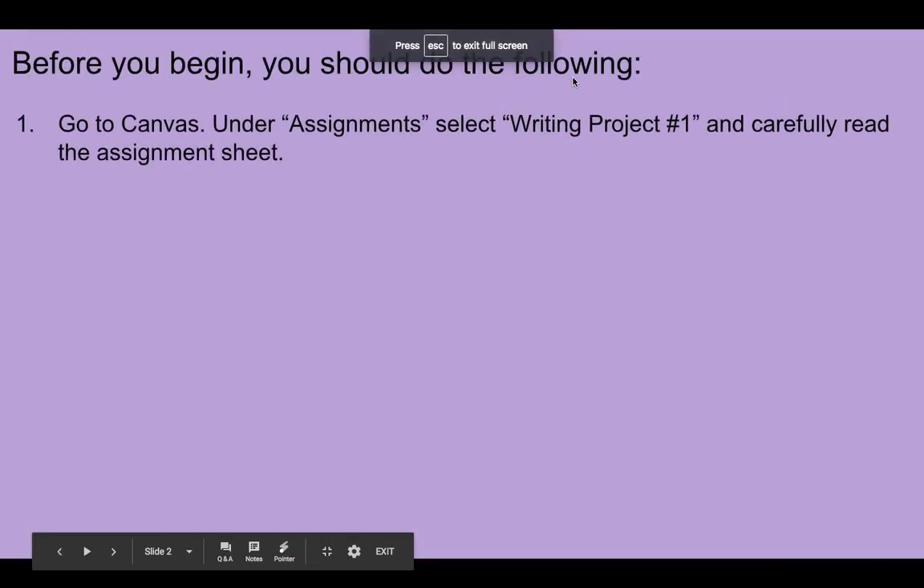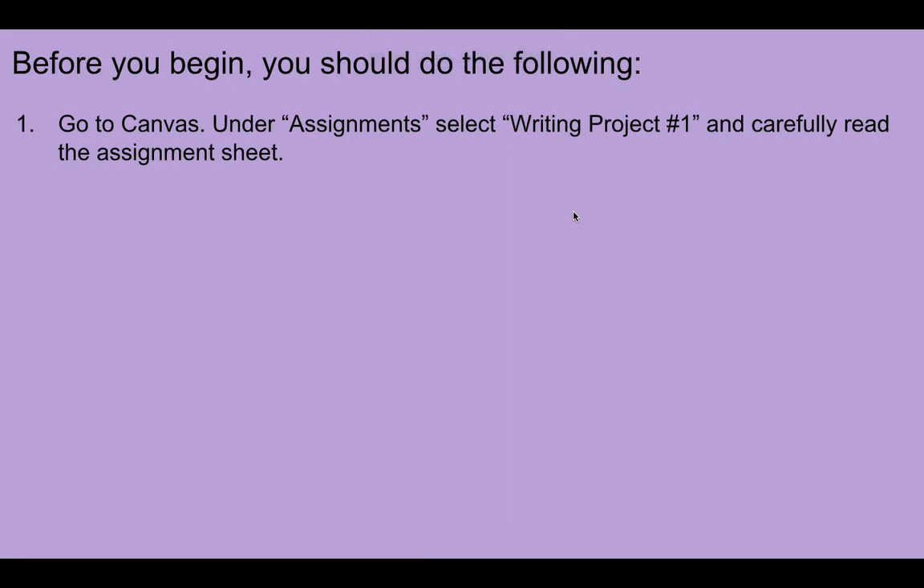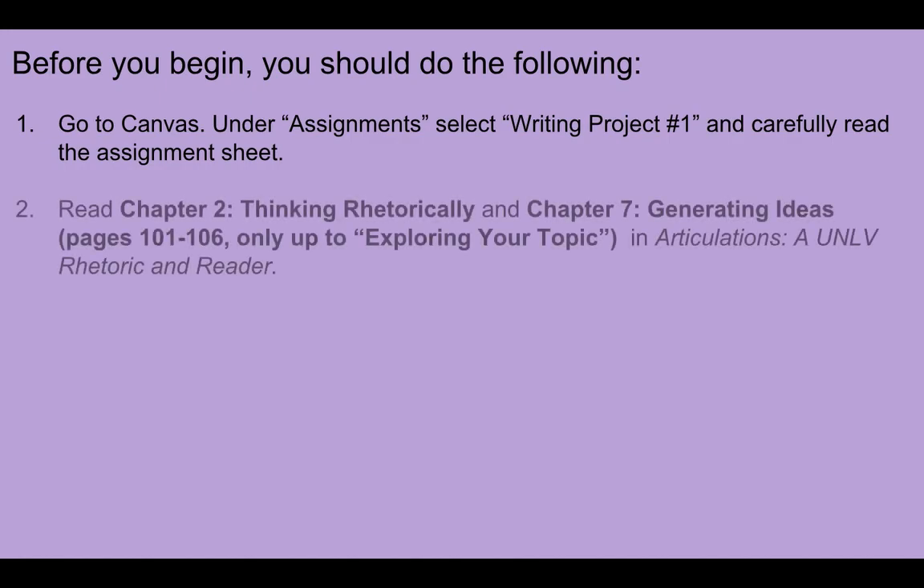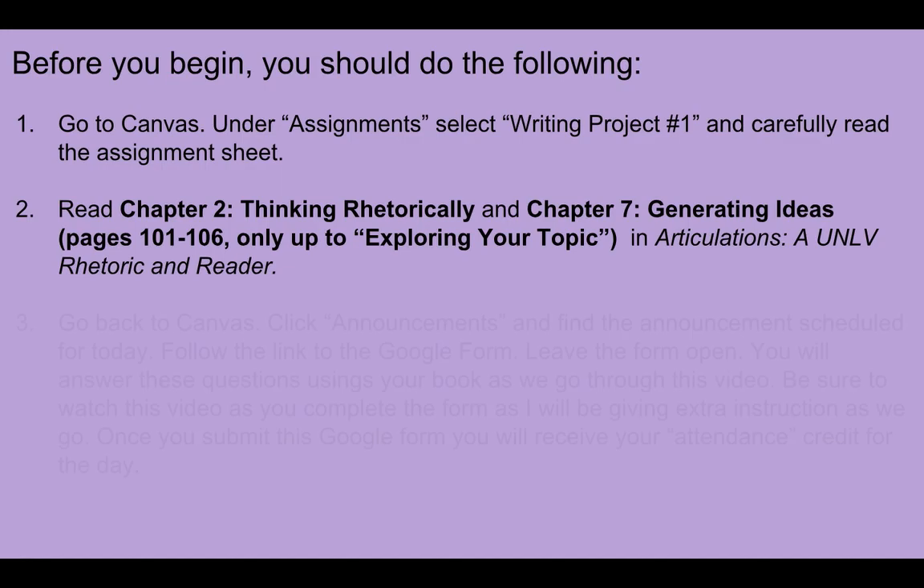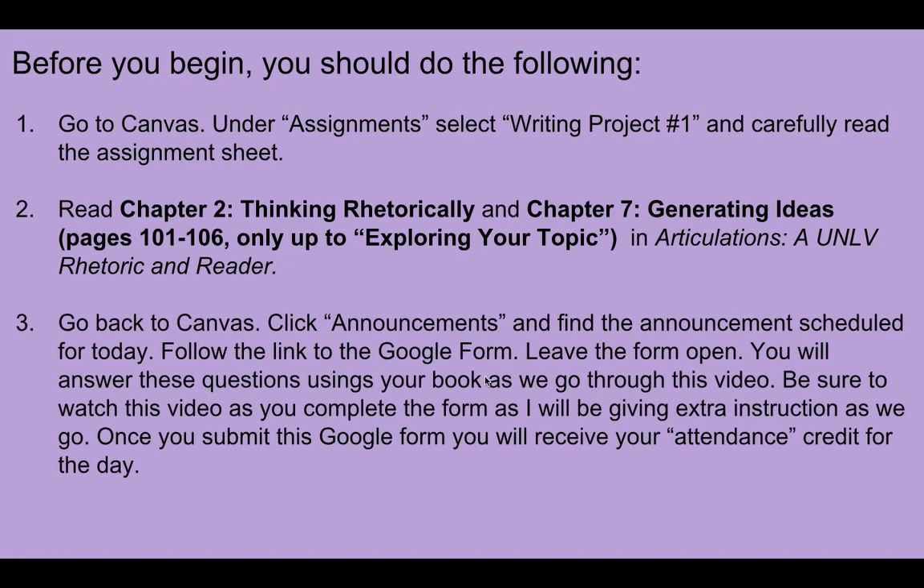before you begin, you should read that assignment sheet on Canvas, writing project number 1, assignment sheet, very carefully. Two, you should also have read Chapter 2, Thinking Rhetorically, and Chapter 7, Generating Ideas, just pages 101 to 106. If you have the second edition. If you have the first edition, you're just reading up to exploring your topic. If you haven't read both those things, go ahead and pause this video, go back, read them, and then come back to this video.